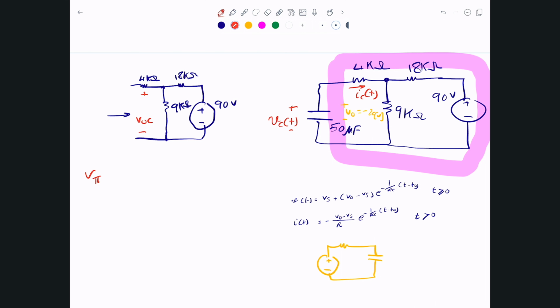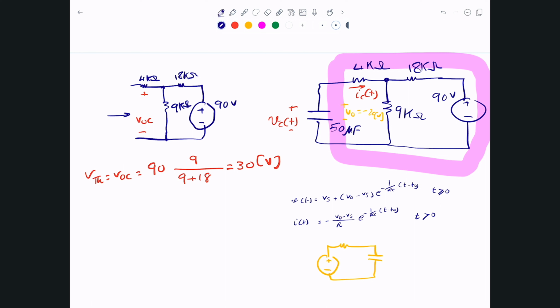So we can say V Thevenin is simply V open circuit, which is based on, well, technically there's no current flowing through this, so I can technically ignore this. These two are in series, so I can apply voltage division to the 90 volts, and I'm interested in the voltage across the 9 kilo ohms. So that becomes 90 volts times 9 divided by 9 plus 18, and let me just figure out what that value is. I think it will be 30 volts, okay? All right, so that's the Thevenin voltage.